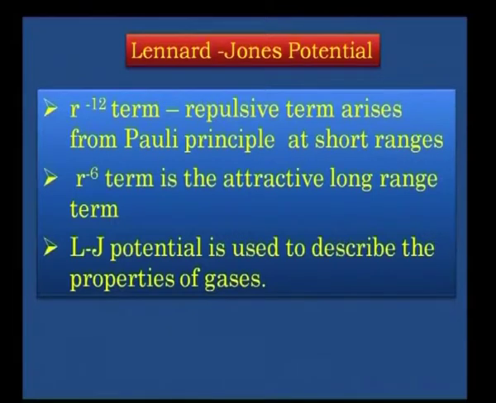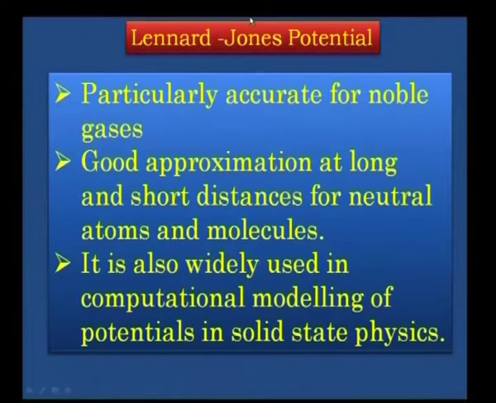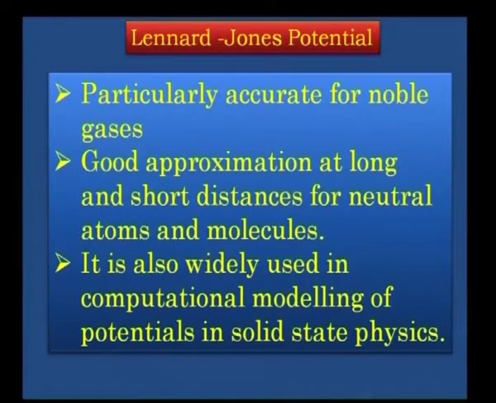The LJ potential is used to describe the properties of gases, and it is particularly accurate for noble gases. This is a very important point. For noble gases like xenon, argon, krypton, the Lennard-Jones potential is able to accurately describe the characteristic features of those gases. It is a good approximation at long and short distances for neutral atoms and molecules. It is also widely used in computational modeling of potentials in solid state or condensed matter physics.